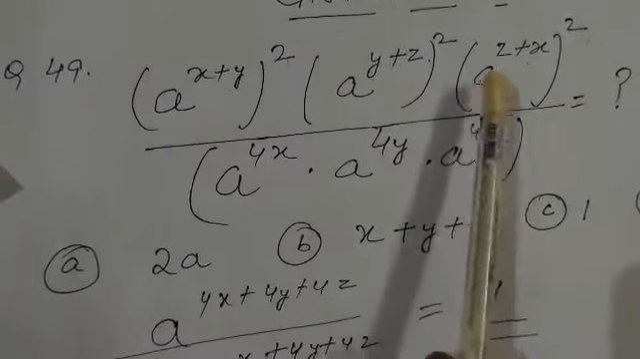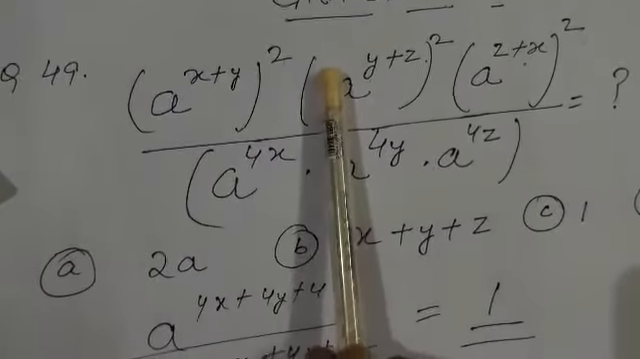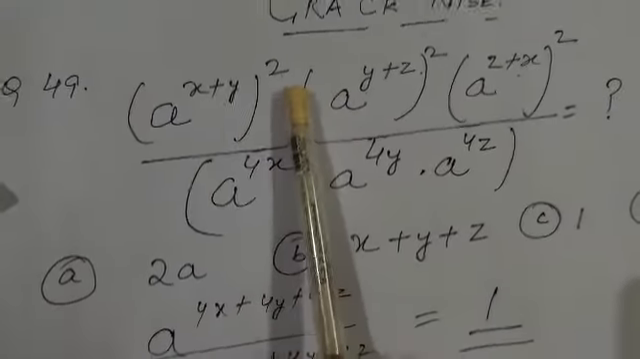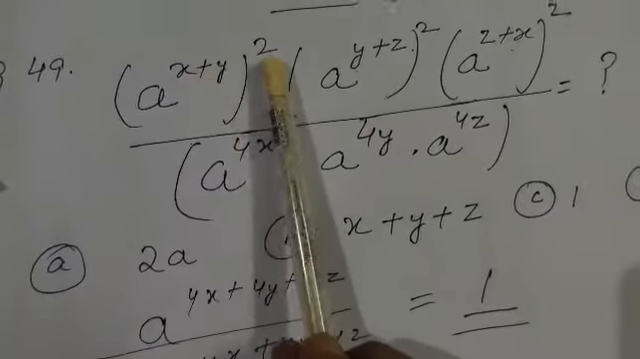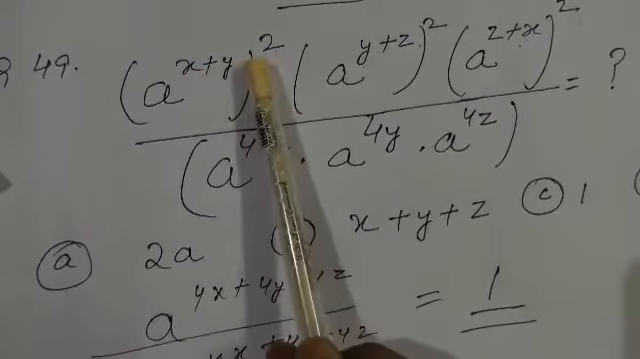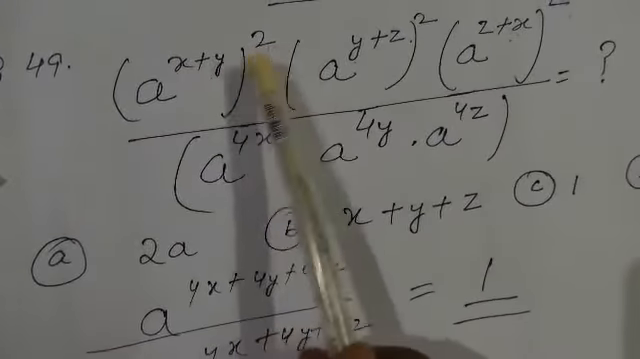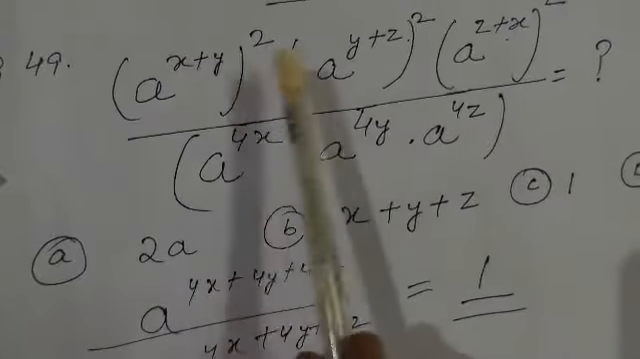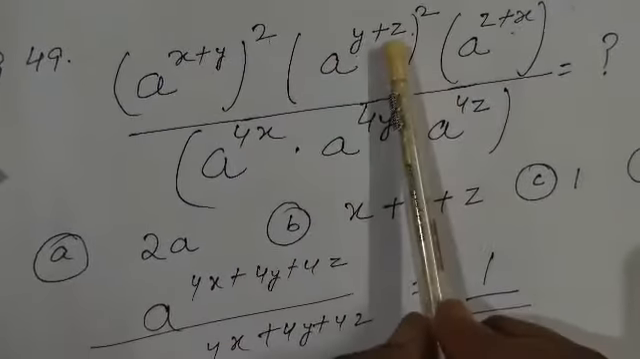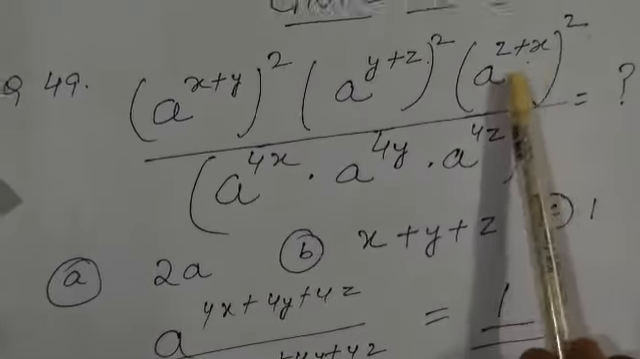y: 2y, 2y, and z: 2y. (x plus y) whole square, that is 2x plus 2y. The power is multiplied: a to the power (x plus y) whole square equals a to the power 2x plus 2y. From here a to the power 2y plus 2z. From here a to the power 2z plus 2x.